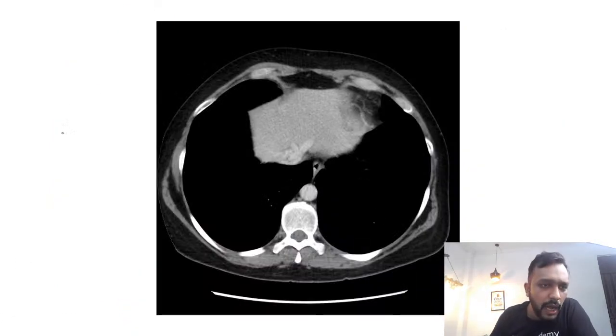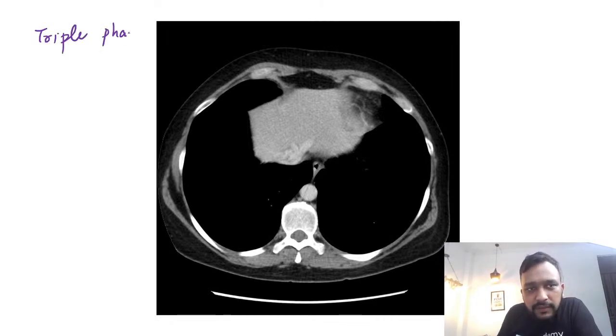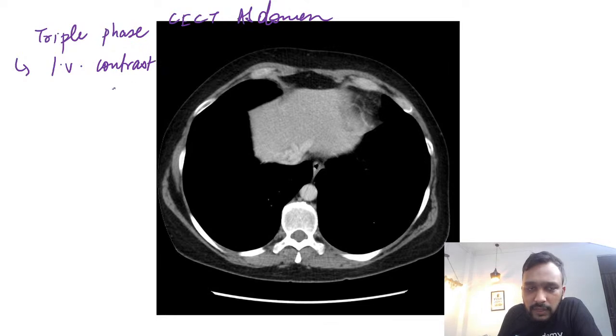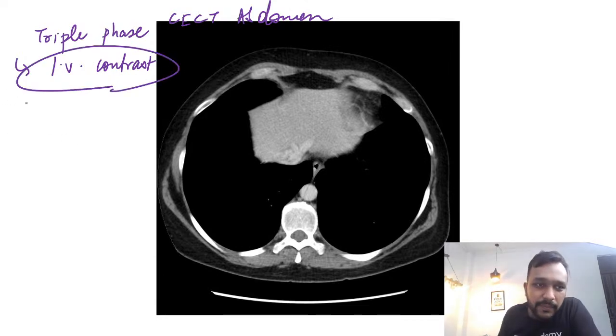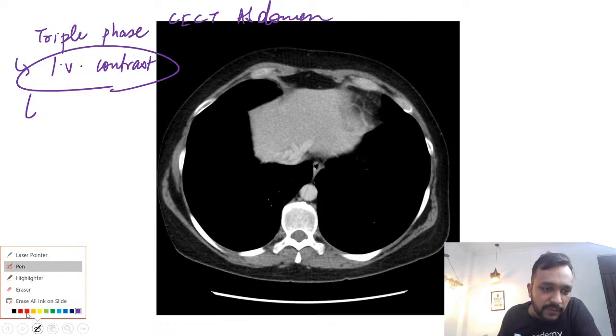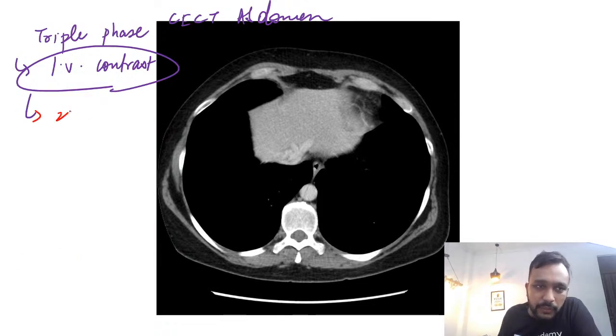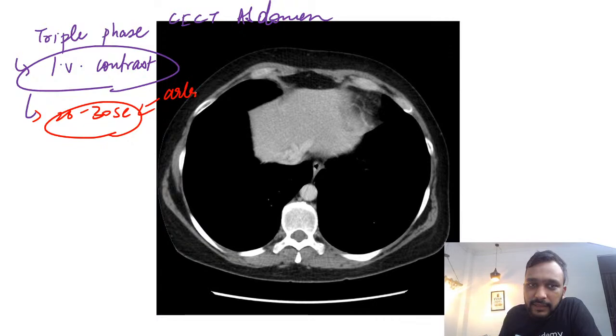So how is this triple phase CECT abdomen acquired? What happens is we give intravenous iodinated contrast to the patient, and then we acquire the scan between 20 to 30 seconds. When we acquire the scan between 20 to 30 seconds, this is going to give us the arterial phase.